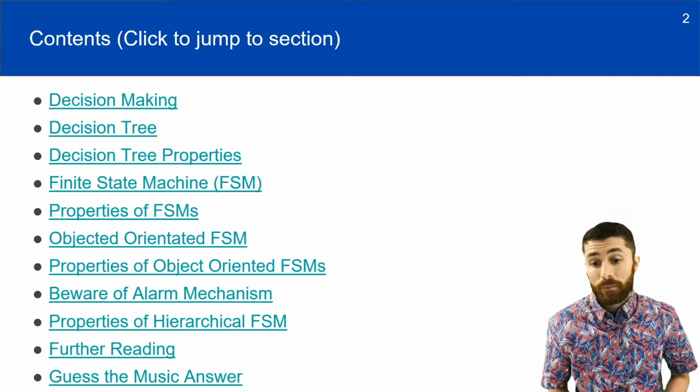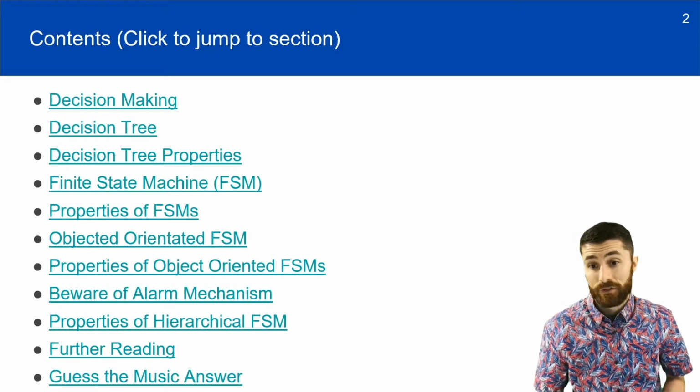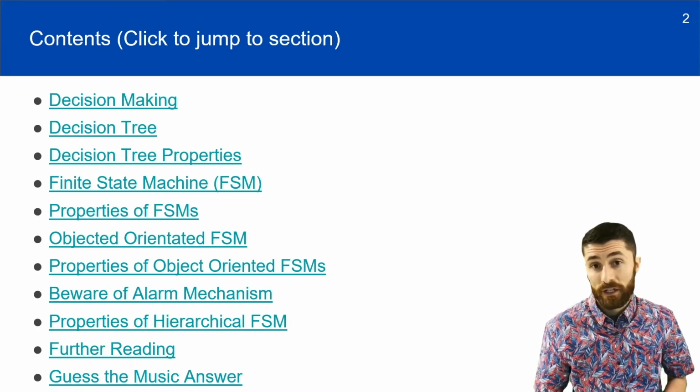Today we're going to be talking about quite a few different things, but two main topic areas. The first is decision trees, and the second are finite state machines.